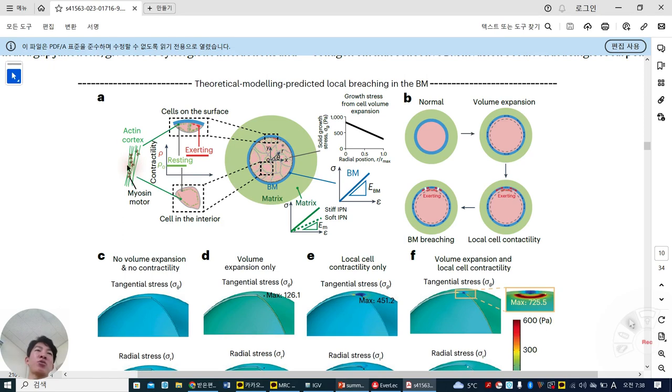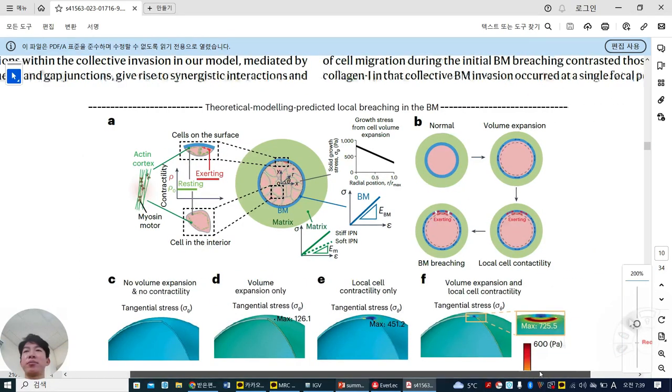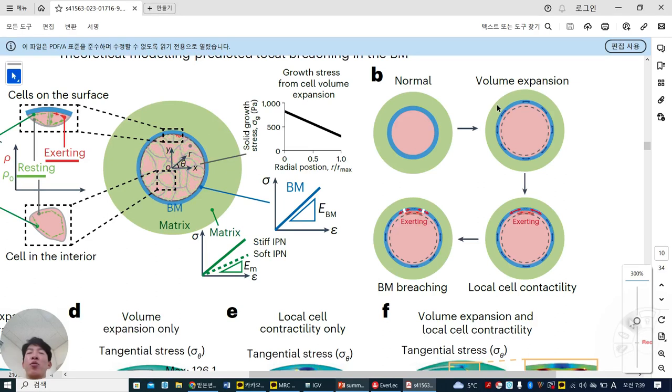There is the actin cortex, myosin in the center, and at the edge, in blue, the basement membrane laminin. Contractility makes some mismatch or inhomogeneity of the basement membrane. Here, actually, they didn't mention why cell volume is enhanced. But here it is normal, and with volume expansion, in certain parts local cell contractility is enhanced. The cell tries to remodel the basement membrane, and then they make this breaching hole.